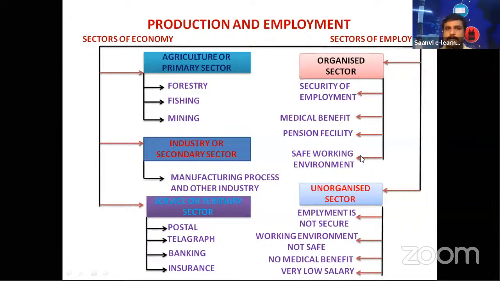Production and employment is the topic. Sectors of economy, first column. Explain about the sectors of economy if you get a question: agriculture or primary sector, industry or secondary sector, and service or tertiary sector. Here, under agriculture or primary sector, forestry, fishing, mining all come.